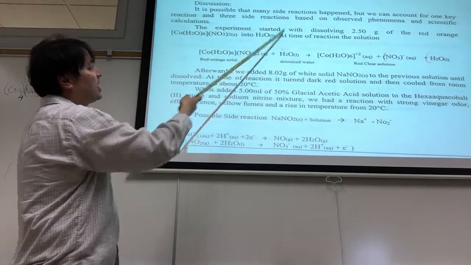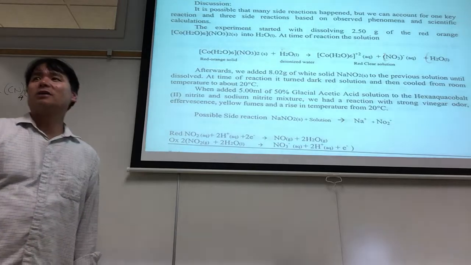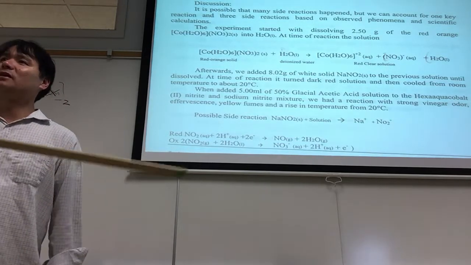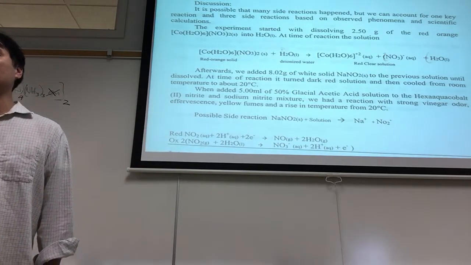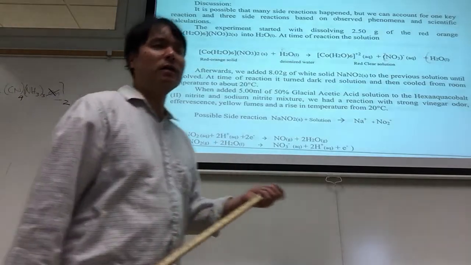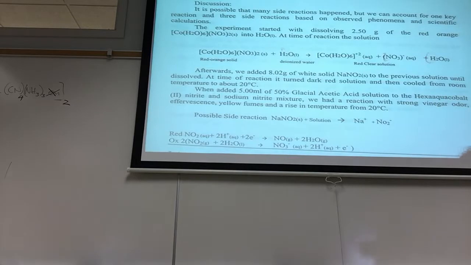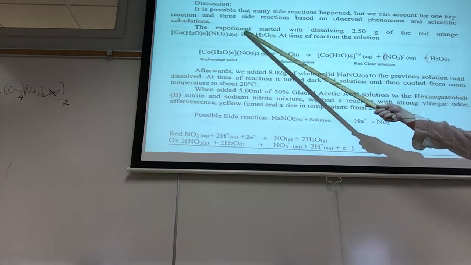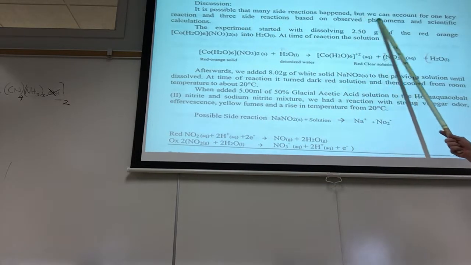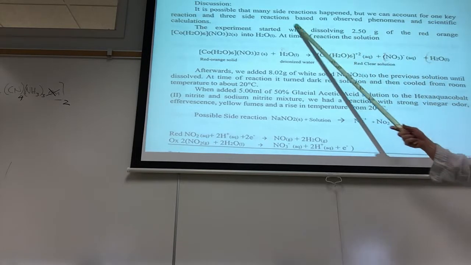It is possible that many side reactions happen. Well, if there's a side reaction, maybe this side reaction is causing impurities in your product, and you want to know, are you getting any kind of interfering species, or co-precipitates, or other common impurities that might occur in the synthesis. Well, anyway, let's see, but we can account for one key reaction in three sides.